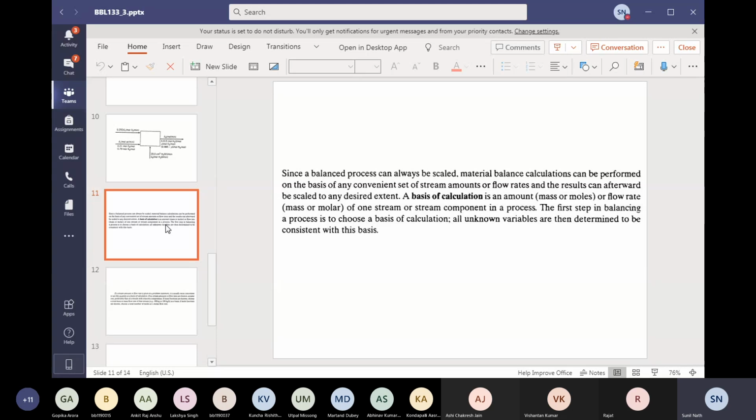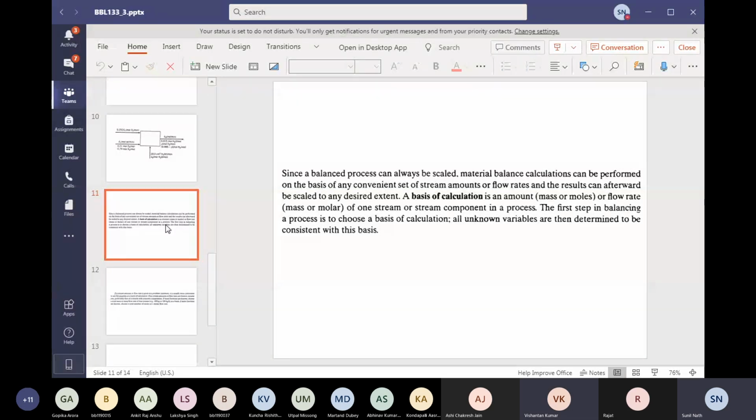So it all depends on what you are asked. But normally, if we are not asked ratios and we are asked actual numbers, it's good to start with a basis of 100 moles per hour, or 1 mole per hour, or what have you. And then later on, at the end, scale it all up. That is what this slide is essentially telling us. Is it clear?